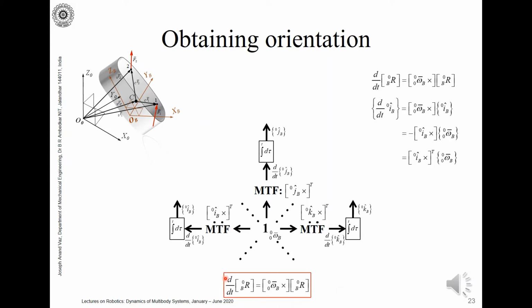So you have all the columns of the R matrix obtained from this equation. If you know the initial posture of the body, you know the initial value of the R matrix. Thereafter, depending upon the angular velocity, you can continuously determine the rate of change of the R matrix. When you integrate this, as the body moves, you are able to obtain the orientation of the body, which is the R matrix.